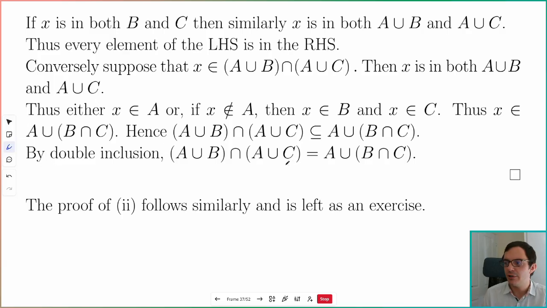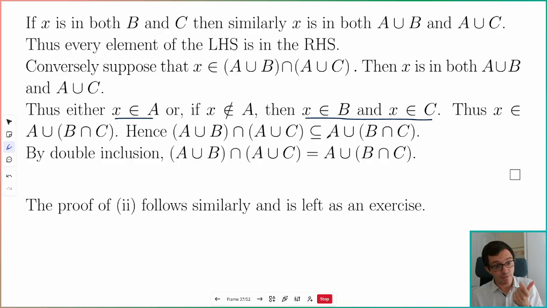So x is in A union B intersect C, because it's either in A, or the other case, it's in B and C. So that means that we've got to the left-hand side now. This means that the right-hand side is in the left-hand side. That's written out here.